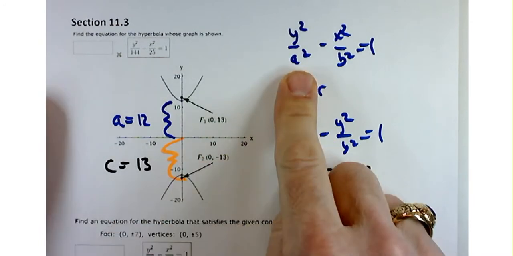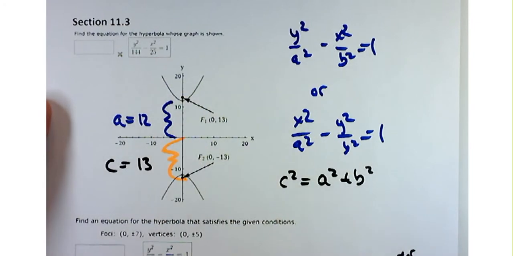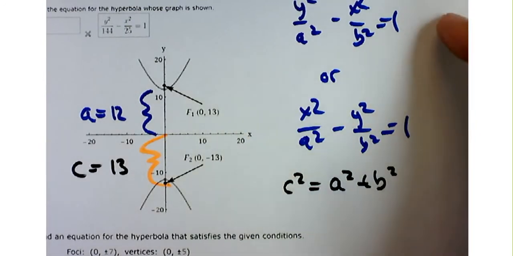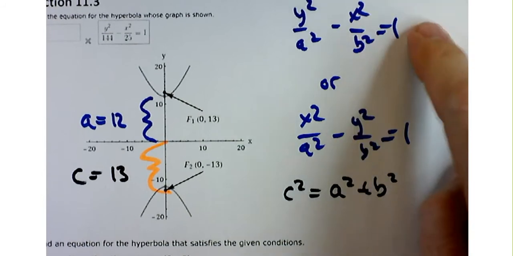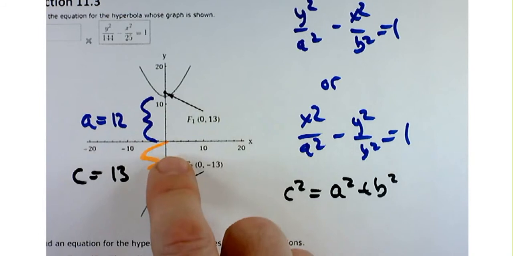Now in this graph, you can easily pick out the a, that's 12. So that's going to be the denominator of one of these. By the way, which one am I going to choose? The first one or the second one? The first one, good, because it opens up, so it has to be of this form. So a is going to be 12.